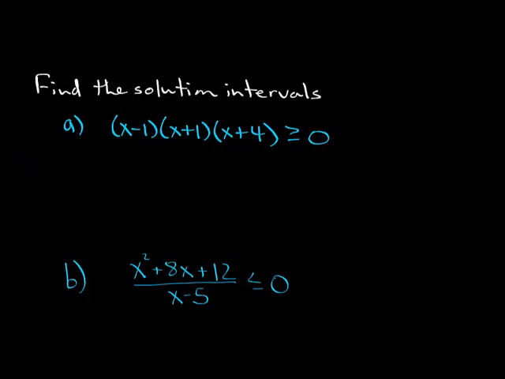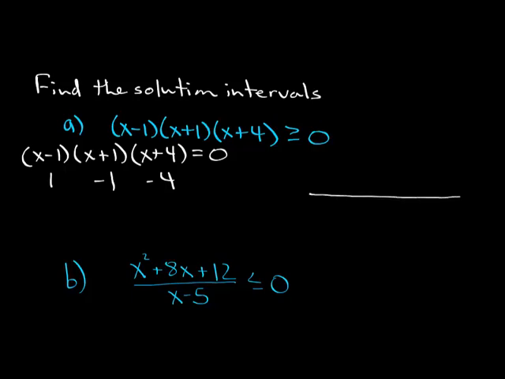So if I set this equal to 0, I've got x minus 1, x plus 1, x plus 4 equals 0. When we do that, we find solutions to this equation are 1, negative 1, and negative 4. In other words, that's where this polynomial is equal to 0. Now, what we want to do is find where is it above 0? In other words, where is the graph above the axis?